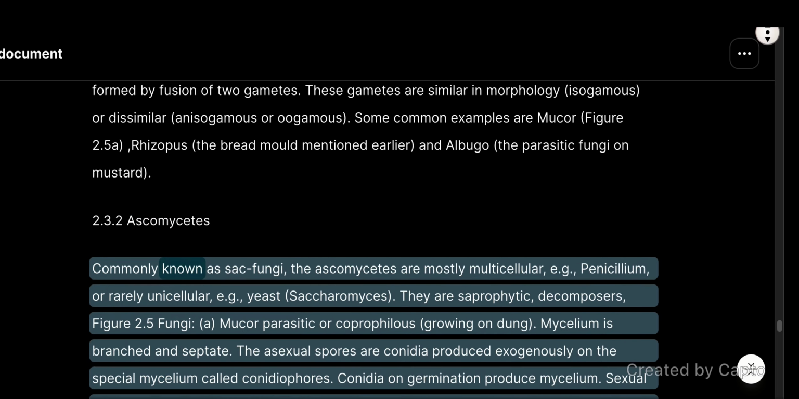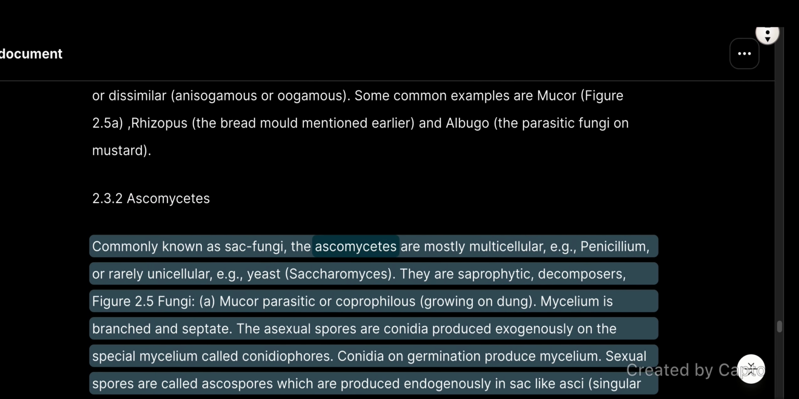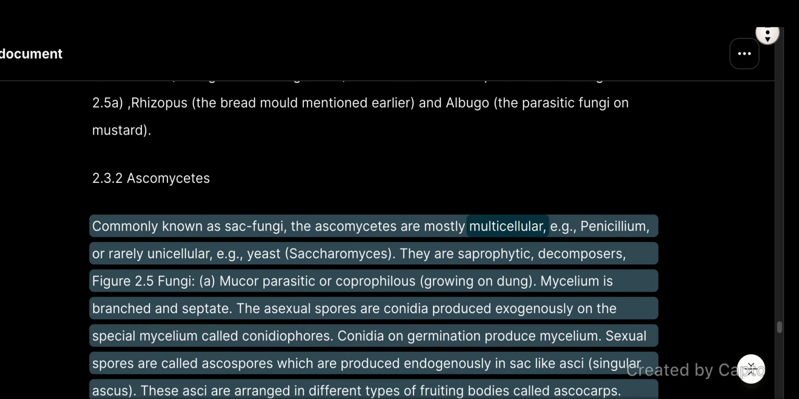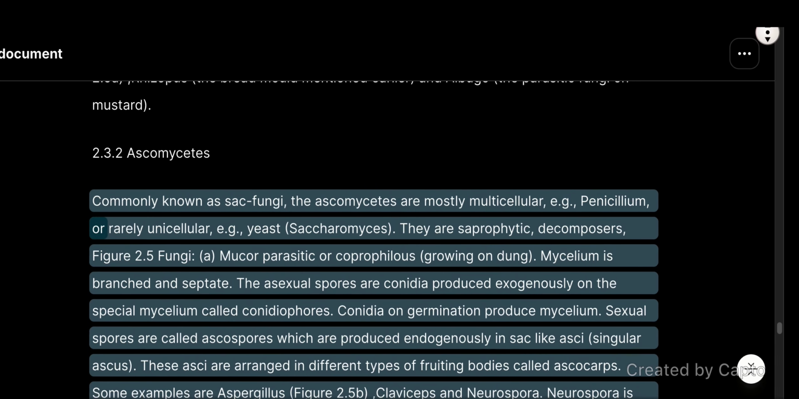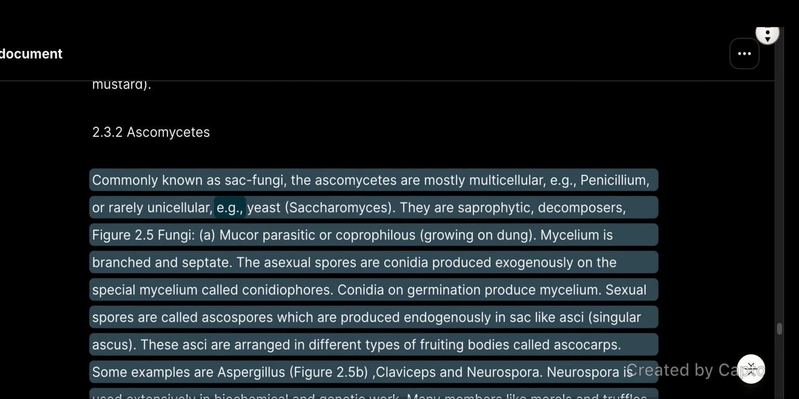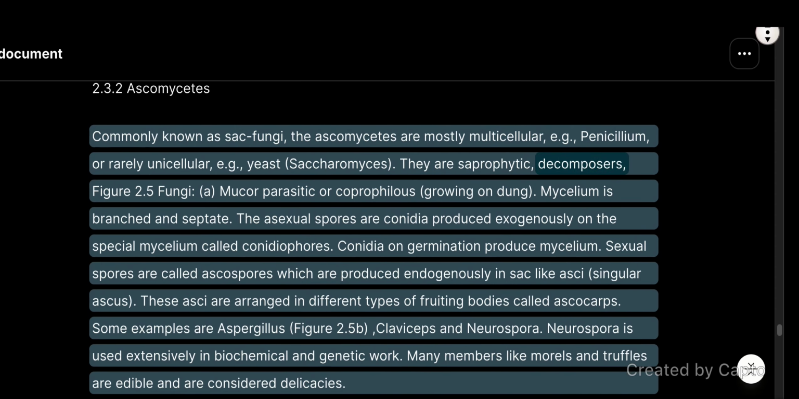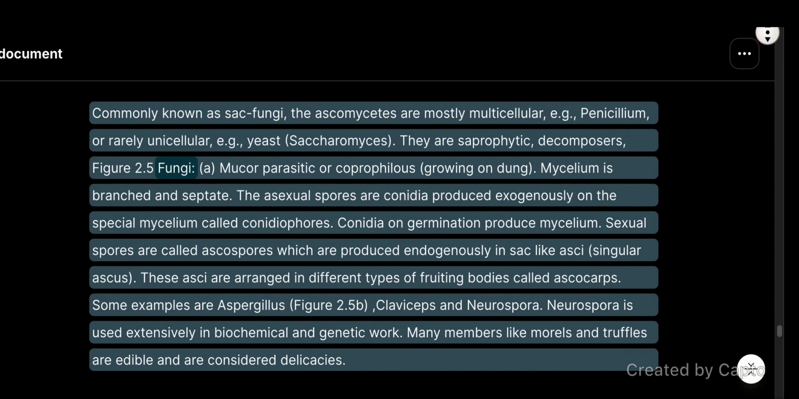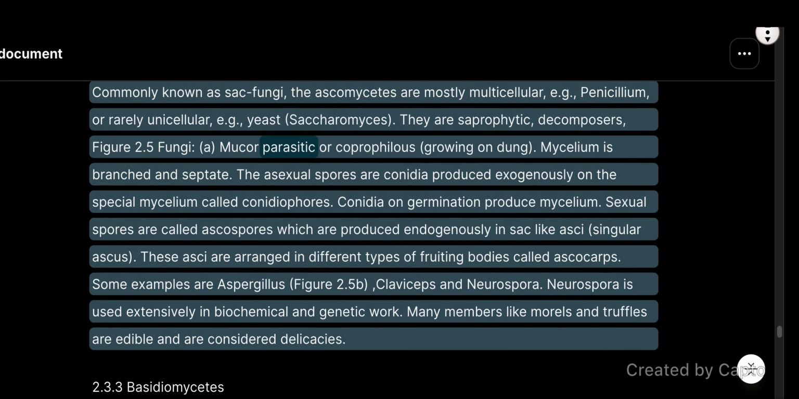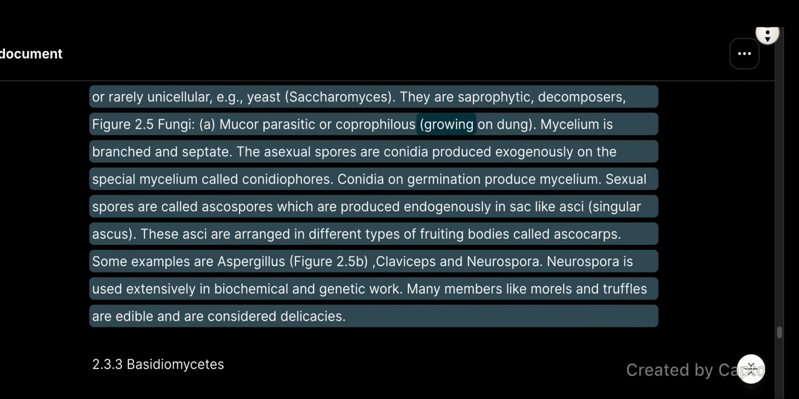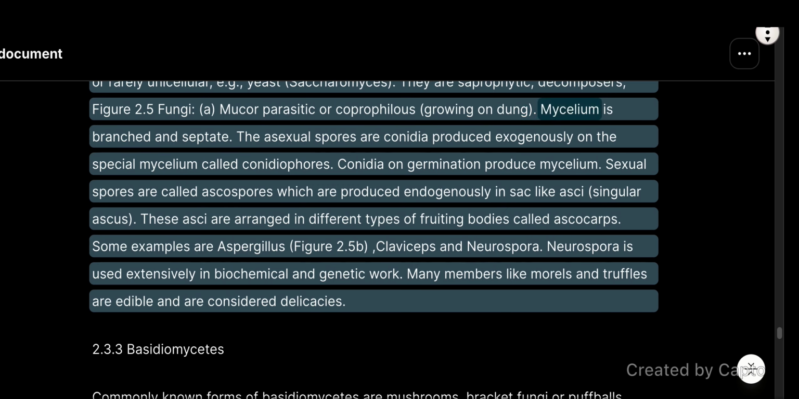3.2 Ascomycetes, commonly known as sac fungi. The ascomycetes are mostly multicellular, for example, Penicillium, or rarely unicellular, for example, yeast Saccharomyces. They are saprophytic, decomposers (Figure 2.5a), coprophilous, growing on dung. Mycelium is branched and septate.